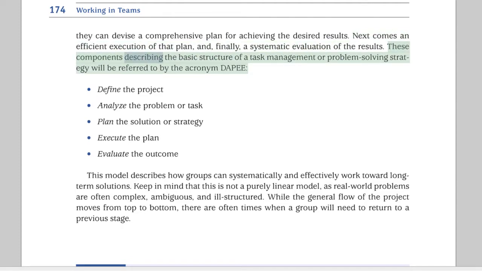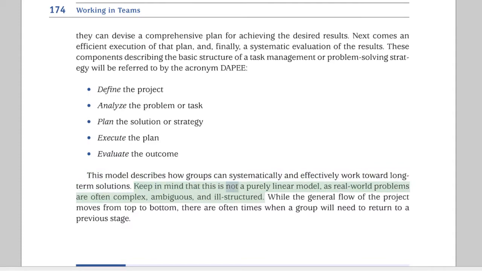These components describing the basic structure of a task management or problem-solving strategy will be referred to by the acronym DAPEE. Define the project. Analyze the problem or task. Plan the solution or strategy. Execute the plan. Evaluate the outcome. This model describes how groups can systematically and effectively work toward long-term solutions.